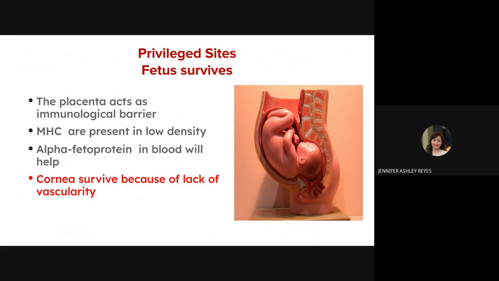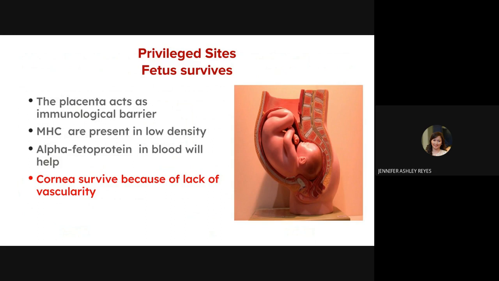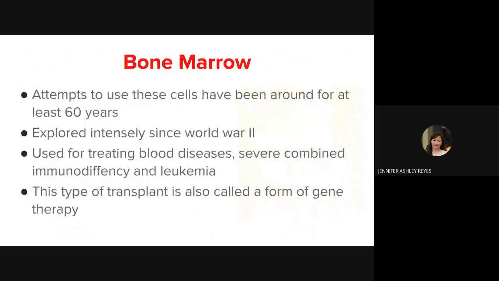So another privileged site is the cornea. It somehow survives almost 100% because of lack of vascularity in the eyes or the cornea. So yung transplant noon, hindi nire-reject. Also, hematopoietic stem cell transplant or bone marrow transplant is important for bone marrow failure syndromes or inherited hematopoietic stem cell defects like sickle cell anemia, thalassemia, or immunodeficiency states. So most of the time, we do this transplantation to prevent leukemia.